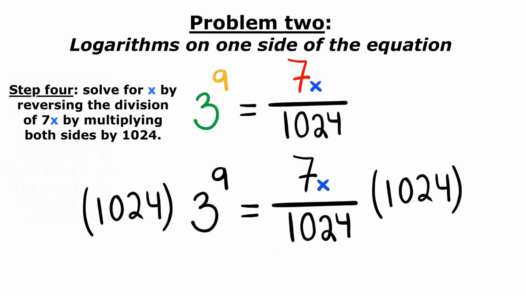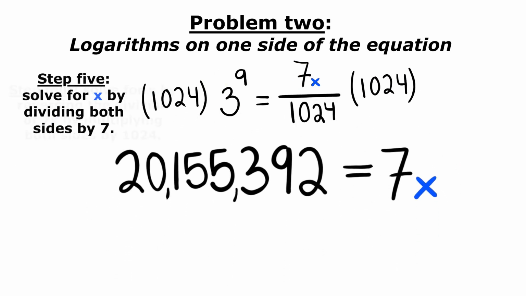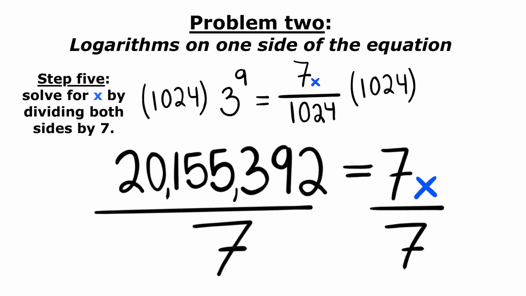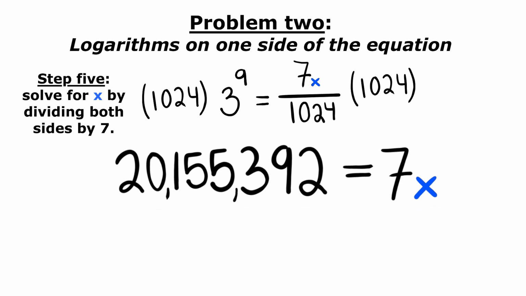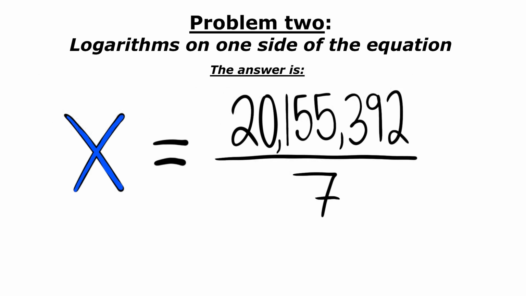Solve for x by reversing the division of 7x by multiplying both sides by 1024, or 4 to the 5th, if you kept it that way on your paper. And divide that really large number by 7 to get x alone, and you should have your answer. In this case, it looks ridiculous, but it's right, and I want to expose you to ridiculousness.